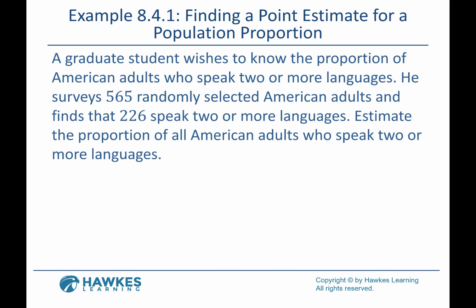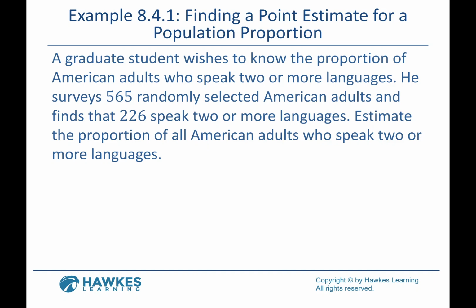Here, if we want to estimate a population proportion, our point estimate is going to be a sample proportion. Same idea as the last stuff we've done, we're just dealing with proportions instead of means. So when it says estimate the proportion of all American adults who speak 2 or more languages, that just means we're looking for a sample proportion. It'd be our point estimate.